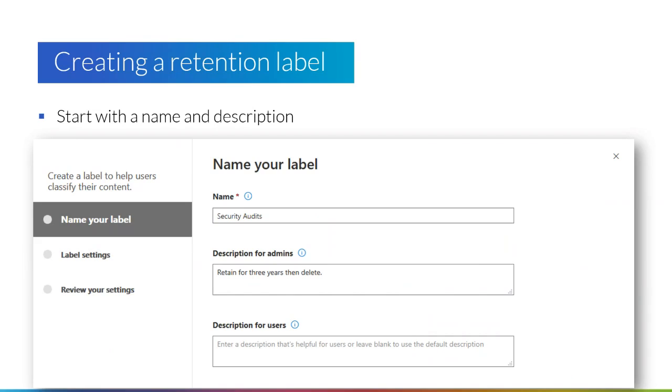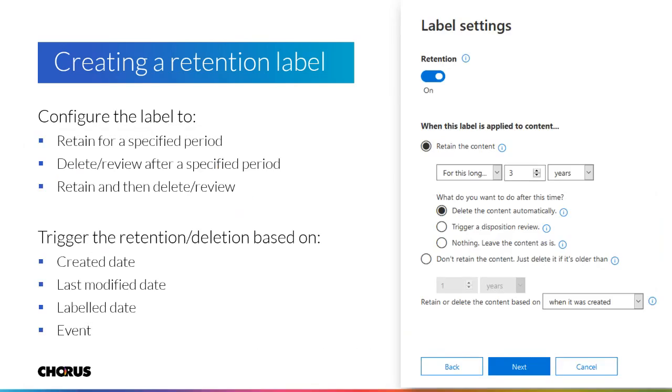So creating a retention label is straightforward. You start with a name and description, and then you configure what you want the label to do. So whether you want it to apply retention, how long you want it to keep it for, and what you want to trigger that retention. You can trigger retention or deletion based on a few different things. You've got the date the file was created, when it was last modified, the date you actually applied the label, or it can be in response to particular events. And we'll look a little bit more at that shortly.